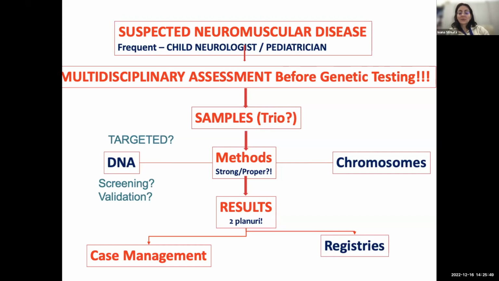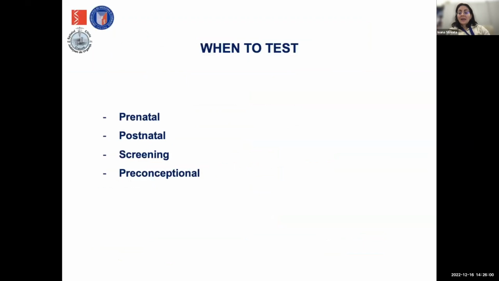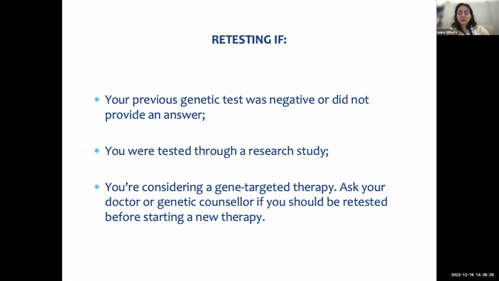And of course, we have to choose and say if it's targeted or it's a screening, let's say a genomic screening method. As I mentioned, it's also important whether we test prenatally, postnatally, for screening, or preconceptionally, because in each of these situations, it's important to know what we test and which is the proper method we want to use.